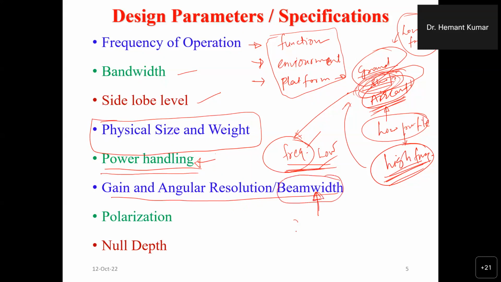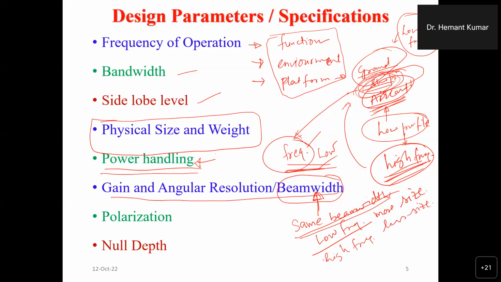If you want to achieve the same beam width from a low frequency antenna, then you have to have a much larger size. The same value of beam width can be achieved at higher frequency with a smaller size. It all depends on the applications. Suppose we want 10-degree beam width or 5-degree beam width. We can achieve the same beam width if we are working at lower frequency. If we are working in a ground-based application, we have to go with a higher size. More and more size will be needed.